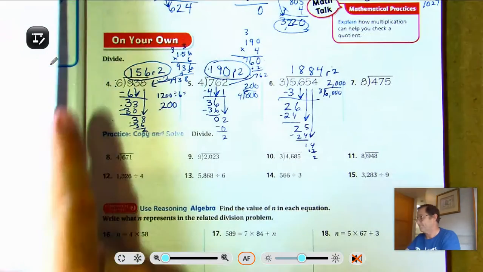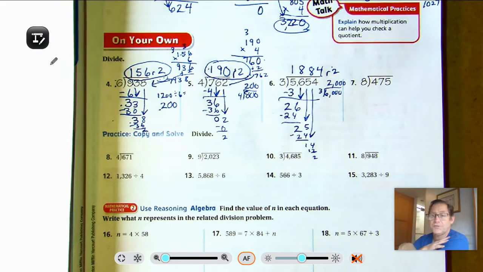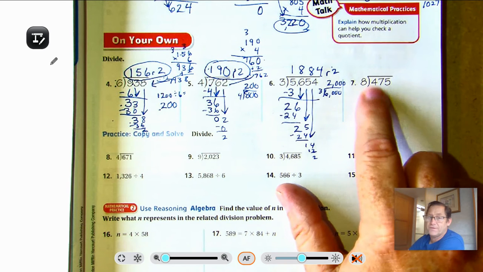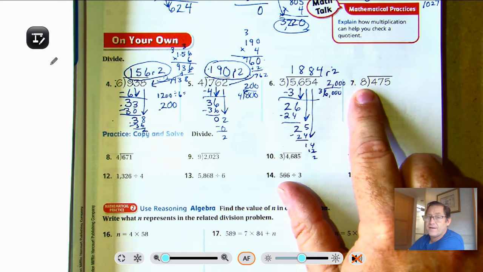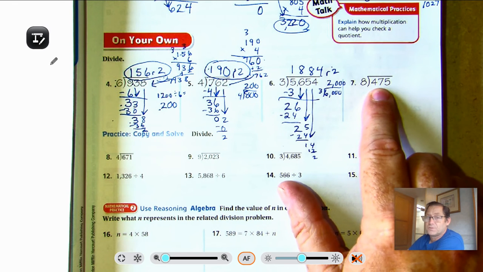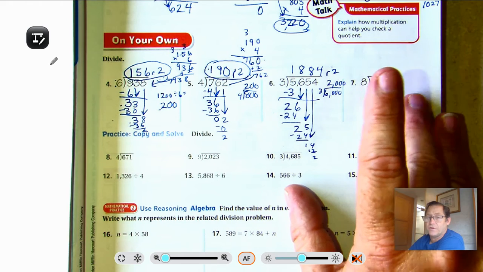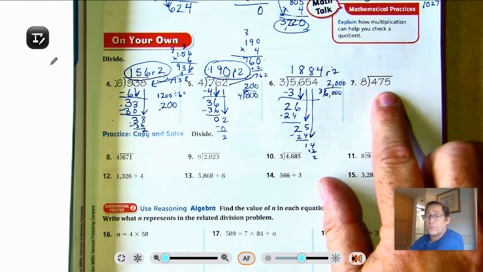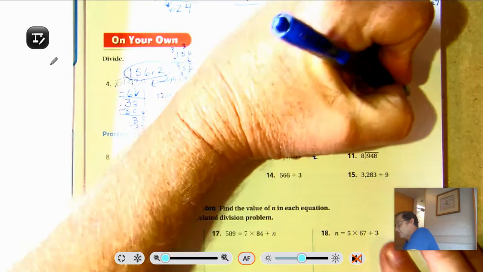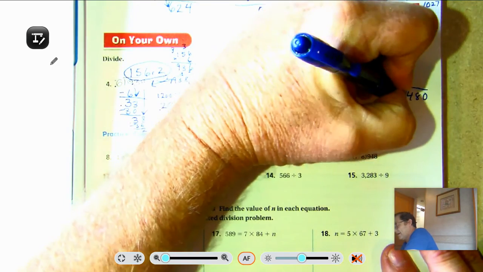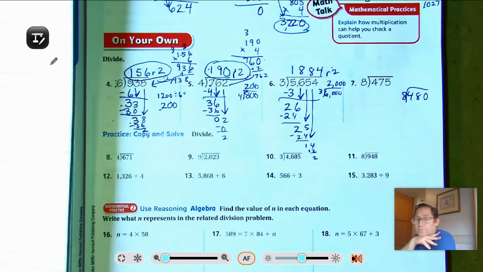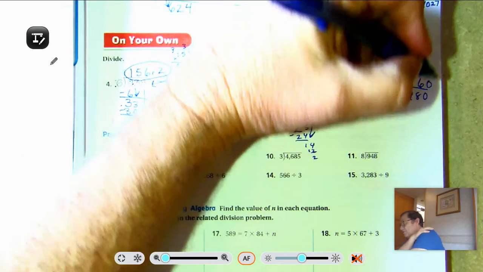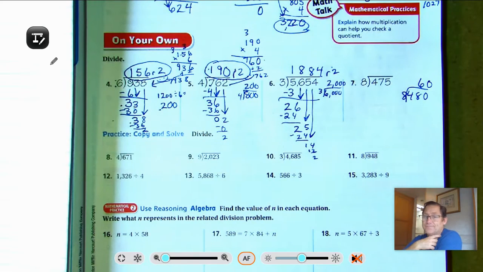All right, number 7. 478 divided by 8. Well, we know we can't share 400s with 8 groups. So what are the multiples of 8? 8, 16, 24, 32, 40, 48. 48 is pretty close to 47, right? So let's do 480 divided by 8. So 8 times 6 is 48. So we should expect an answer close to 60.